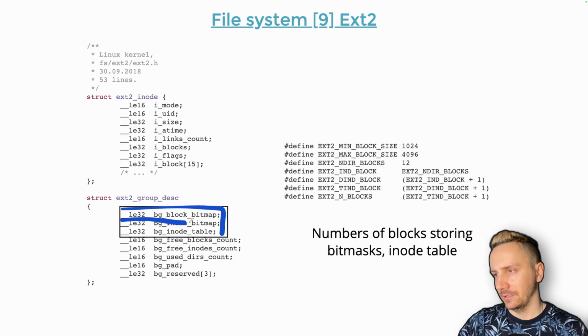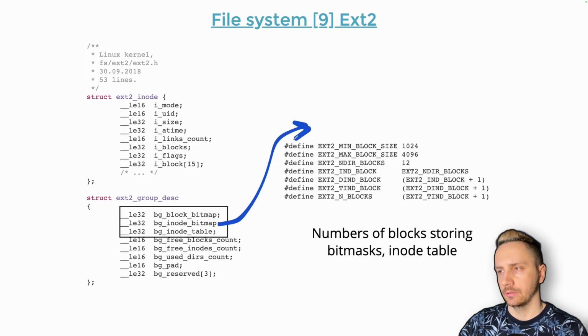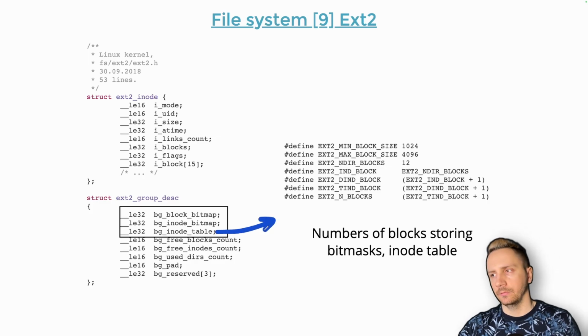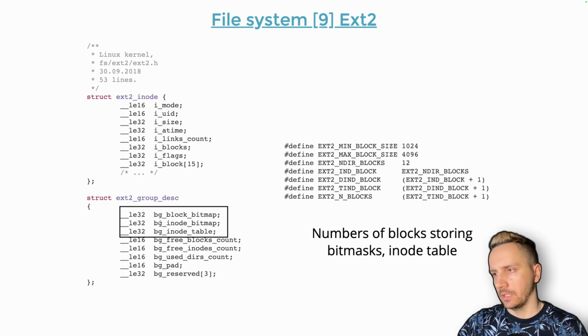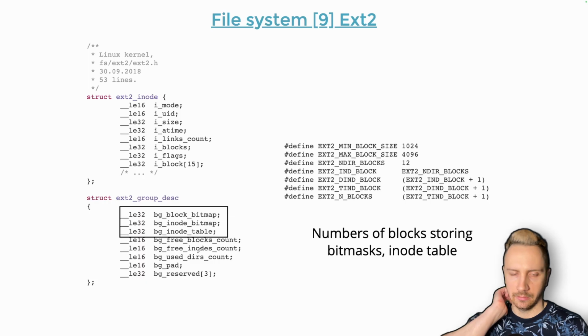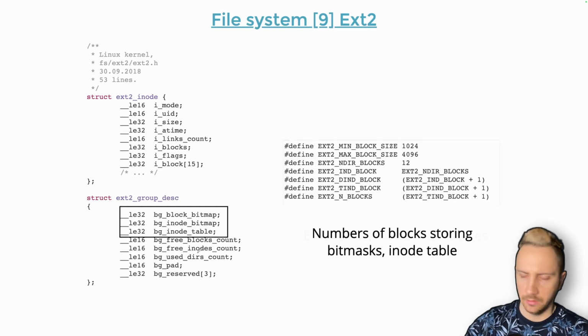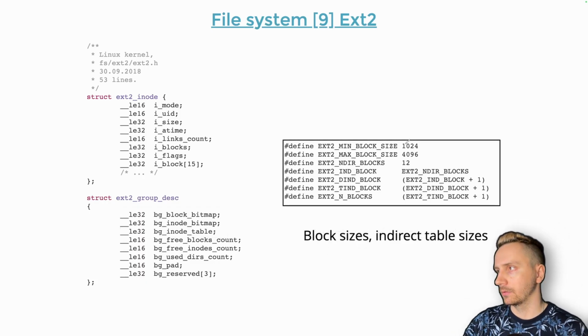This is the address of the block where the bit mask for the free blocks, the bit mask of the blocks, is stored. This is the address of the block where the bit mask of the inodes is stored, the inode table. And this is the actual block where the inode table itself is stored. And what comes after that is already the data blocks. And you can also see some constants here.